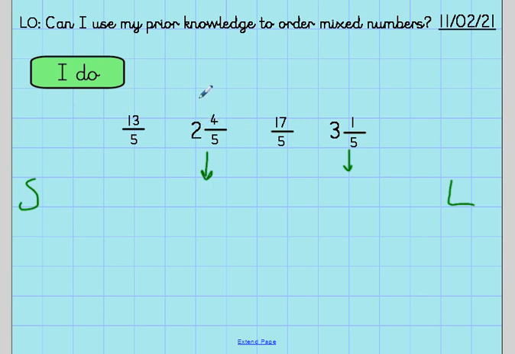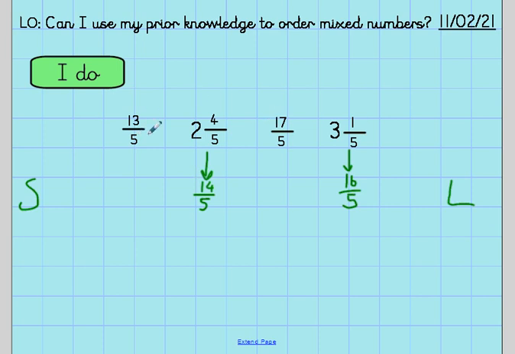So let's see what this would be as a mixed number to an improper fraction. So 2 times 5, okay, is 10. Add the 4 is 14. I know I'm going to be in fifths because that can't change. We're just converting. That can't change. Okay. Now let's try this one. 3 times 5 is 15. Add the 1 is 16. Okay, 16 fifths, that can't change.